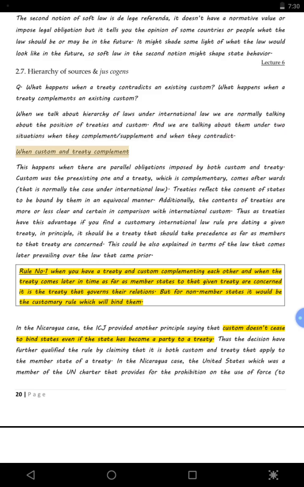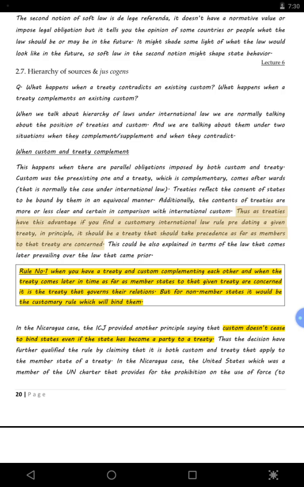When custom and treaty complement. This happens when there are parallel obligations imposed by both custom and treaty. Custom was the pre-existing one and a treaty, which is complementary, comes afterwards. That is normally the case under international law. Treaties reflect the consent of states to be bound by them in an unequivocal manner. Additionally, the contents of treaties are more or less clear and certain in comparison with international custom.